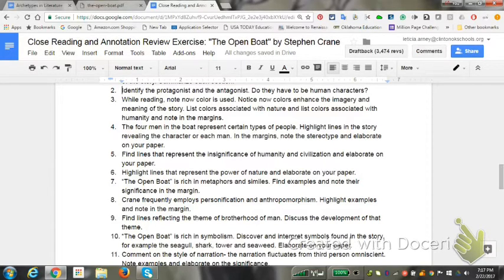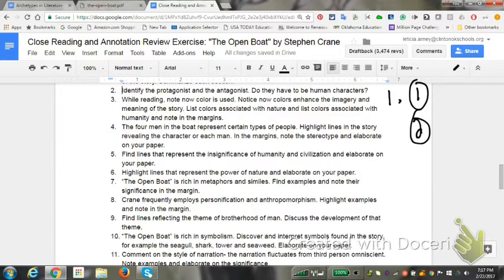Your answer should look something like this on your paper, where each of those circled numbers is your paragraph, and then the plain number on the side of it should be the actual area that you were working off of on this closed reading and annotation review exercise, okay?